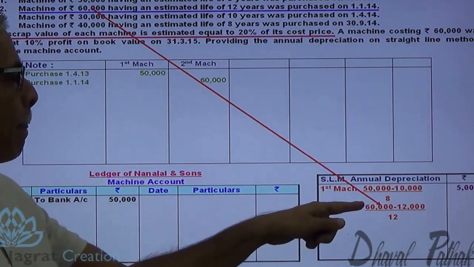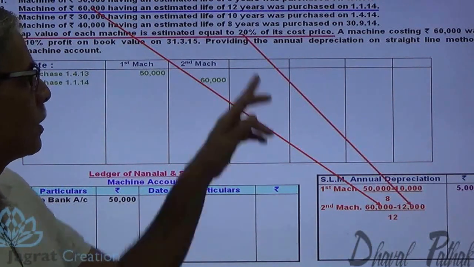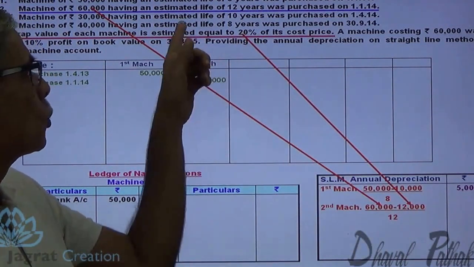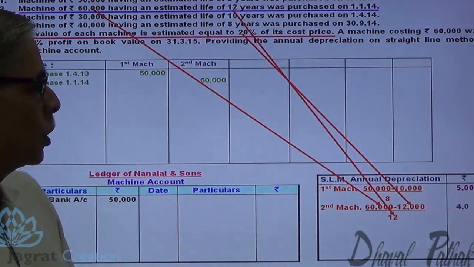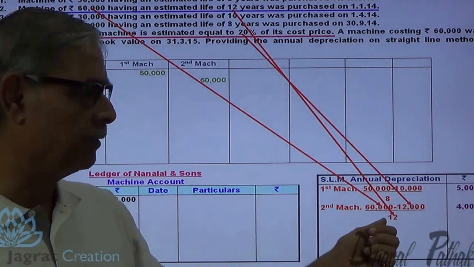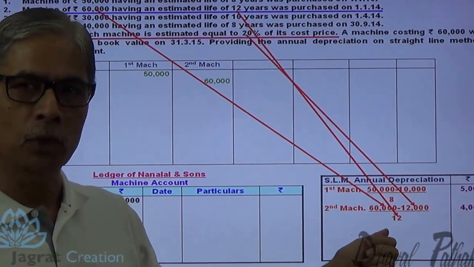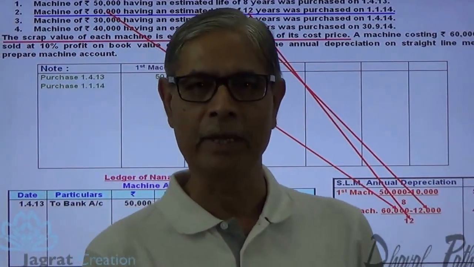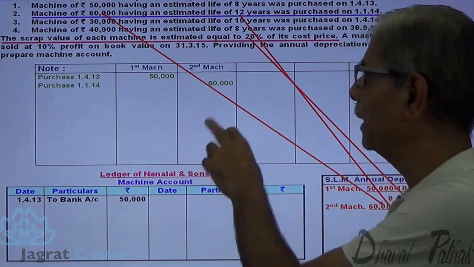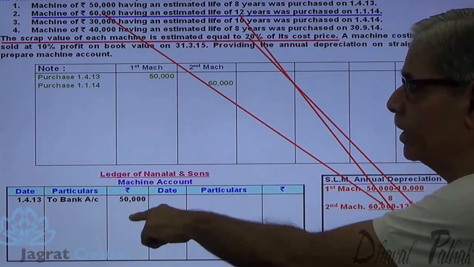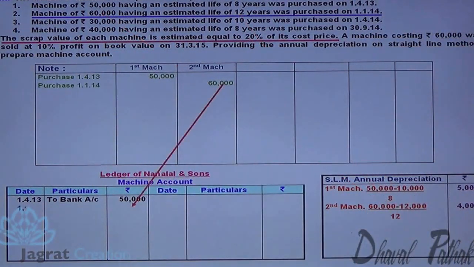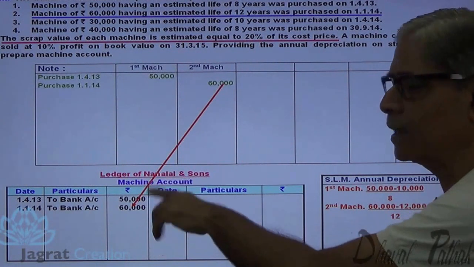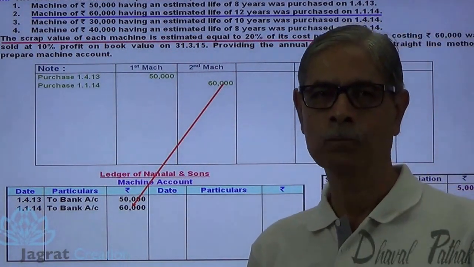So annual depreciation you can work out in this working note. 60,000, 20% of 60,000, 12,000, useful life 12 years. So 60 minus 12, 48 divided by 12, 4s are 48. 4,000 is the annual depreciation. This is how the annual depreciation is worked out. Now let me record this purchase of machinery in my machinery account. Machinery account debit, bank account credit. So purchases are recorded first of all.